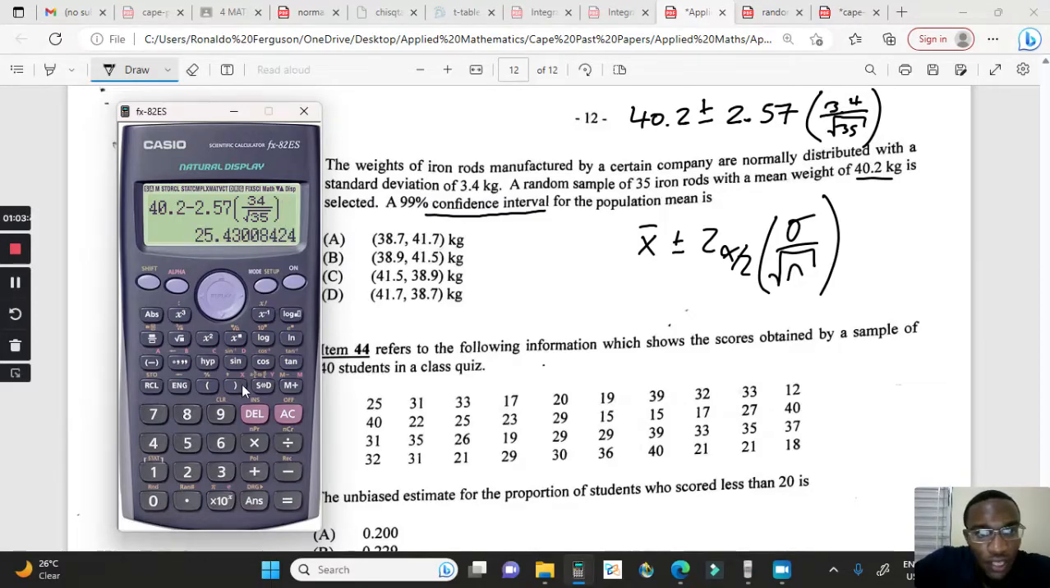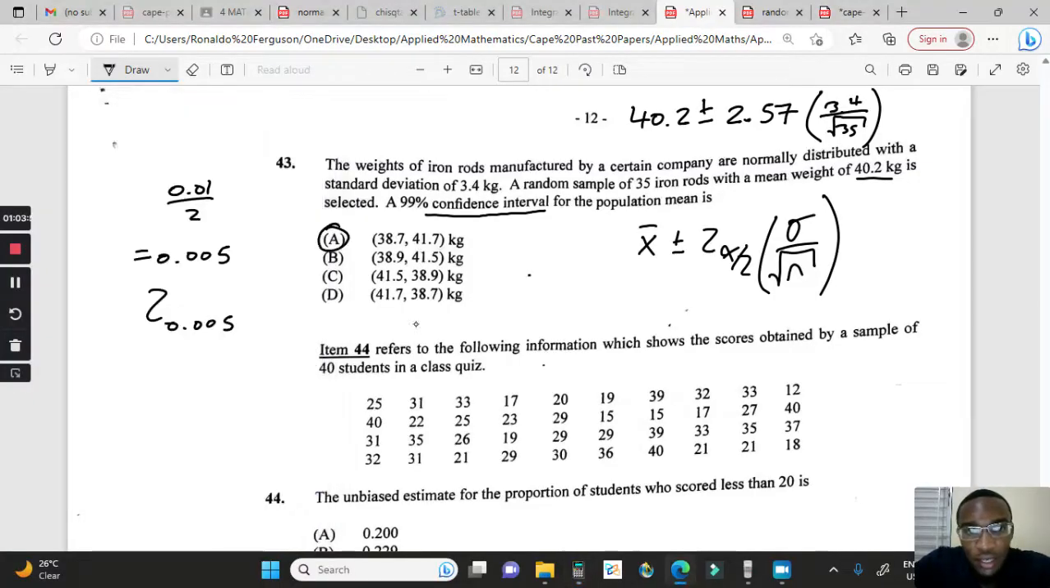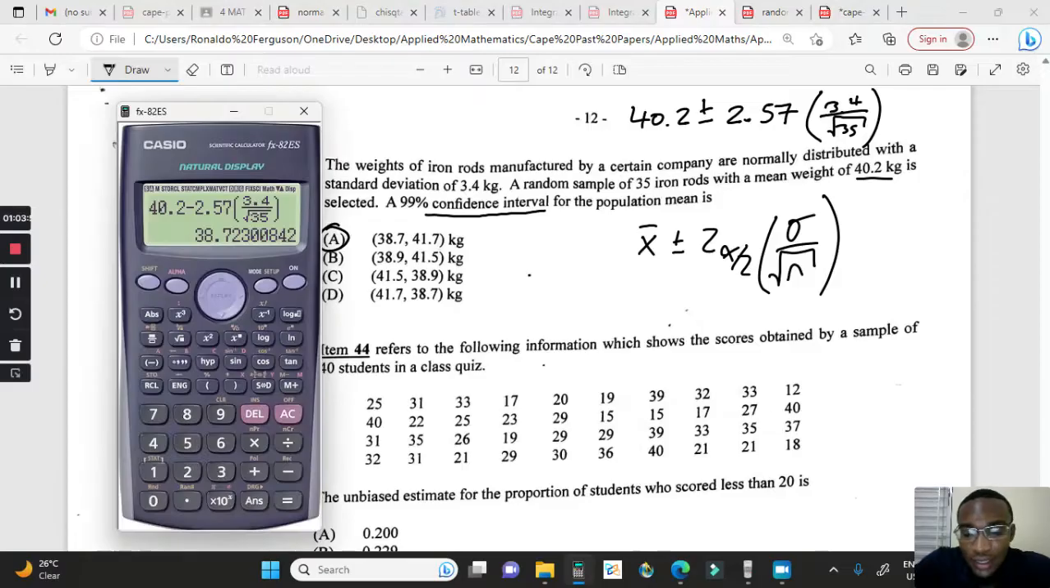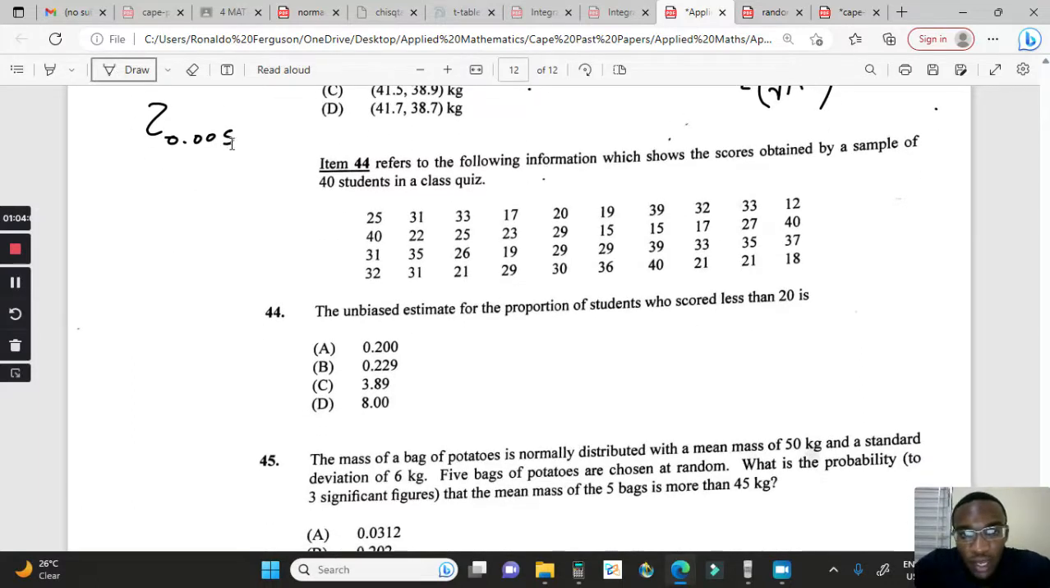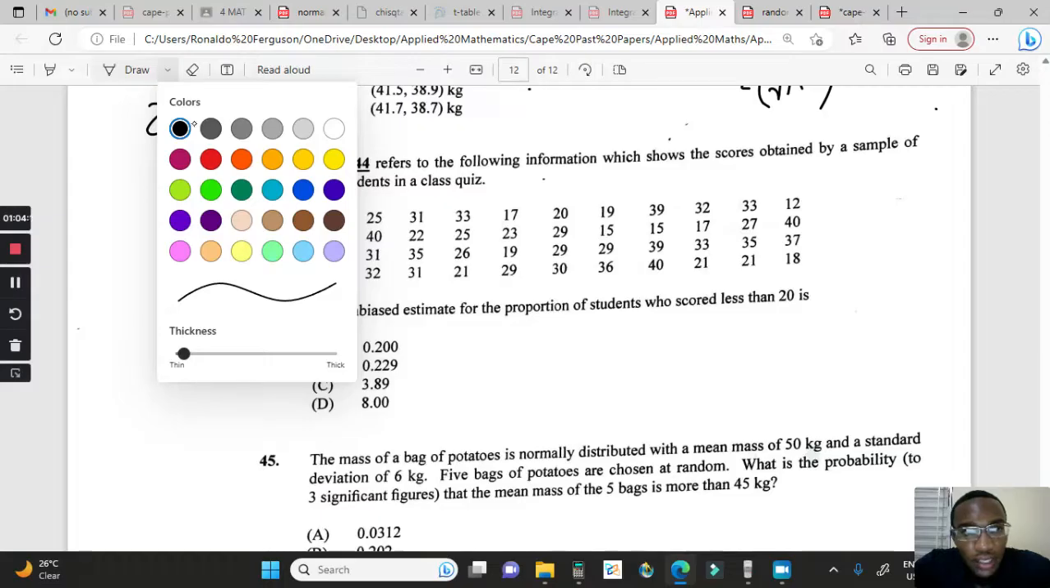It's 25. Oh, I put 34. Sorry, guys. This is 3.4. And so that's 38.7. Already we get the answer, option A. All right, that's it. And then the answer with the plus should be 41.7. See there, yes, correct.